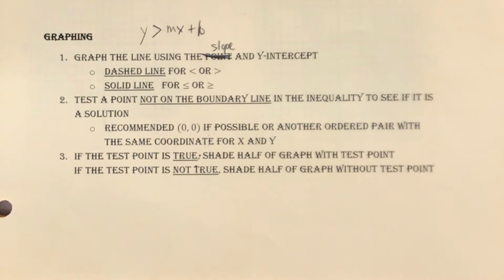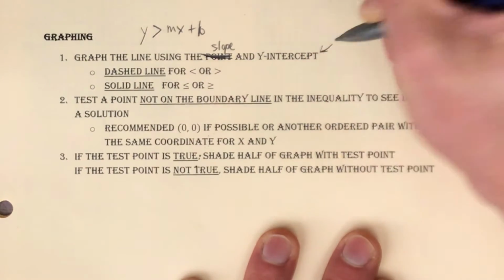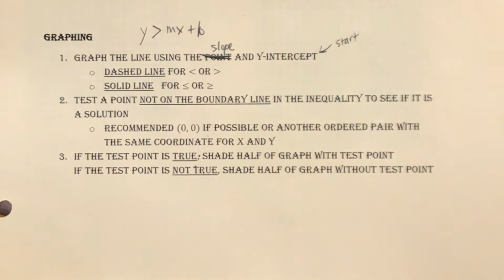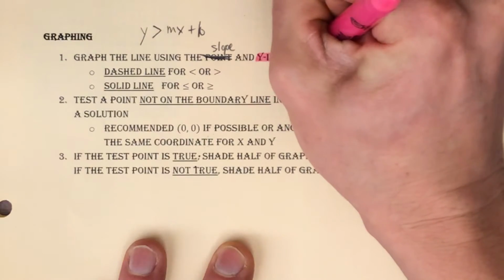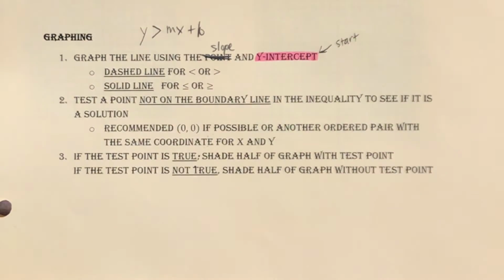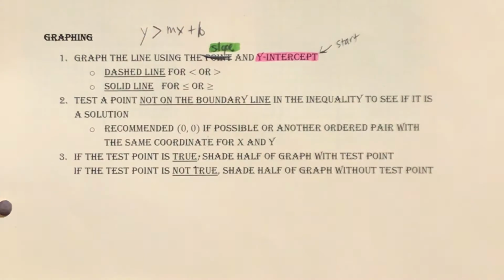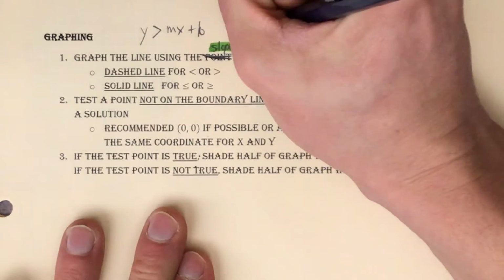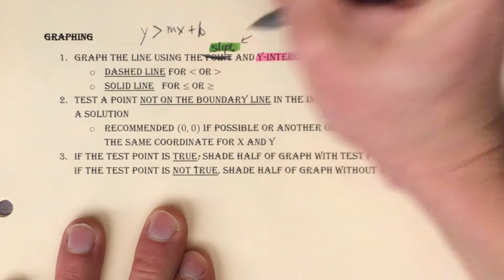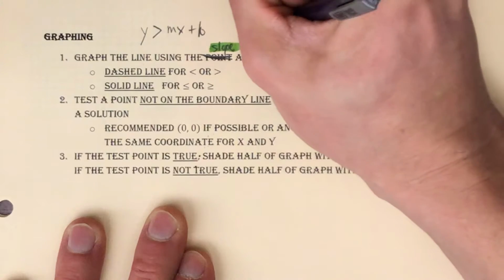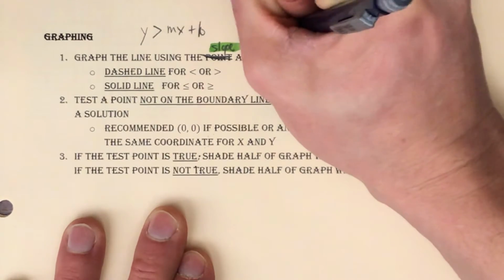So again, we start with the y-intercept. That's always going to be our first point that we graph. Then we use the slope and we determine what it tells us to do. Does it tell us to go up and to the right? Does it tell us to go down and to the right? What does it look like? Then we'll use the slope to create two more points. So the y-intercept, start here. That's your first point. With your slope, you create two more points off the y-intercept.